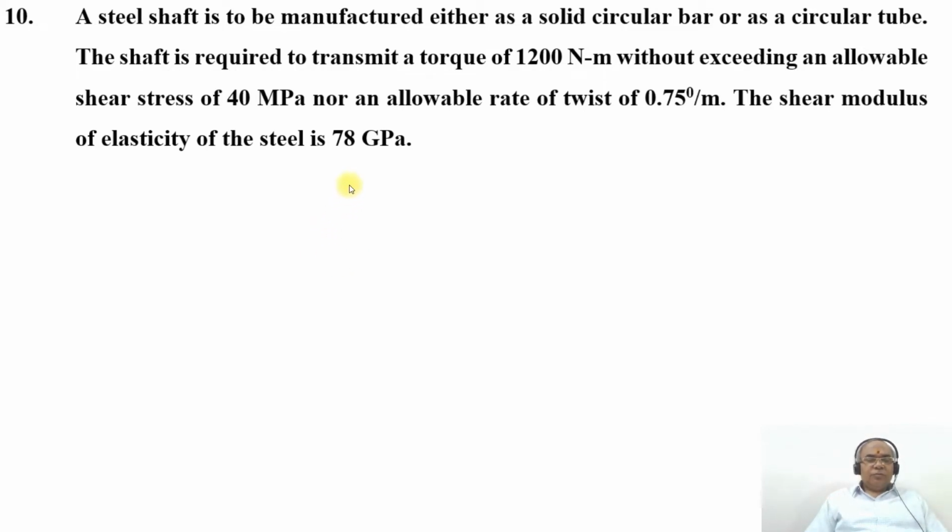Now, we're going to take up one more problem on shafts. Problem number 10 reads: a steel shaft is to be manufactured either as a solid circular bar or as a circular tube.